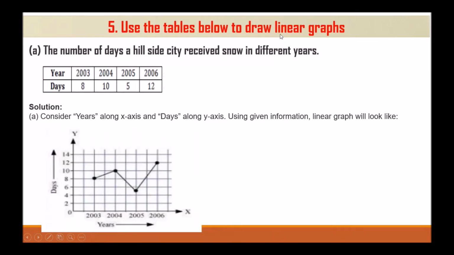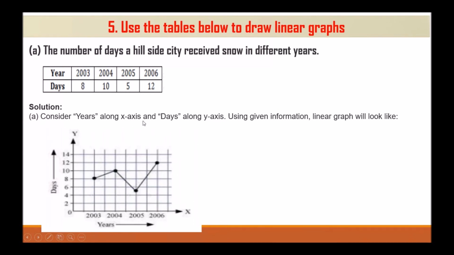Fifth question. Use the tables below to draw linear graphs. The number of days a hillside city received snow in different years. So these are the years: 2003, 2004, 2005, 2006. Days are 8, 10, 5, 12.